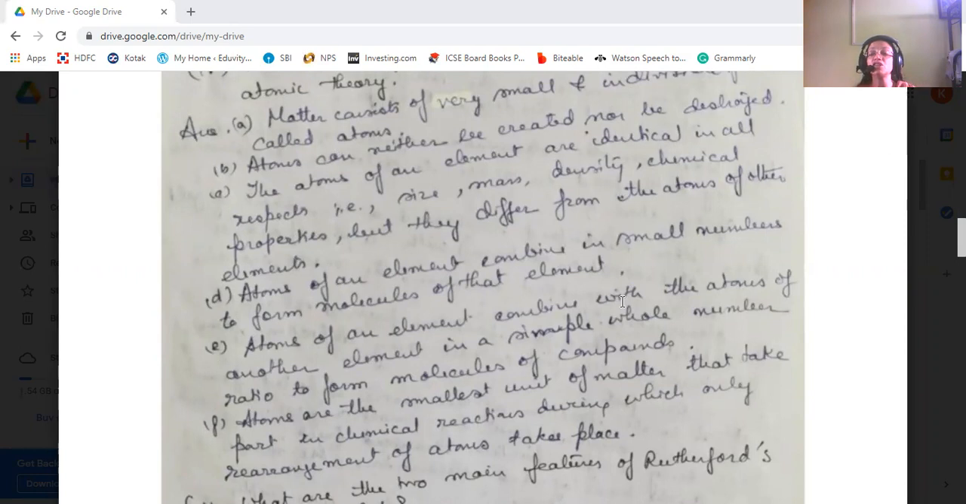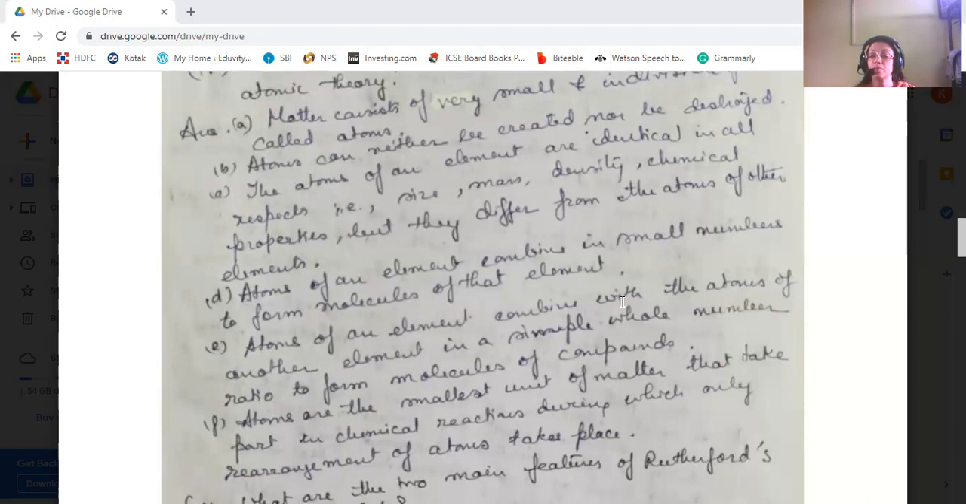Then atoms are the smallest units of matter that take part in a chemical reaction, during which only rearrangement of atoms takes place. That means atoms are the smallest part of matter that take part in the chemical reaction.